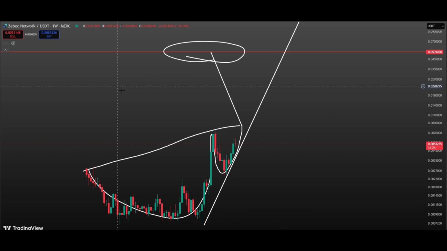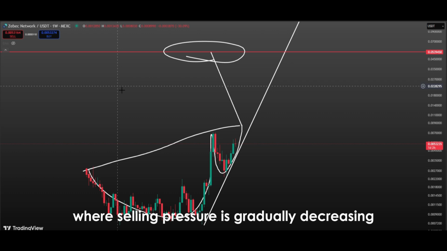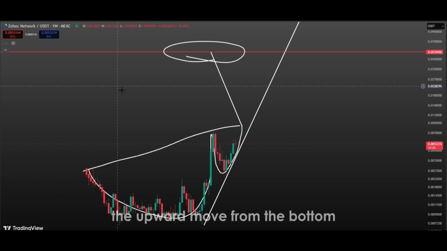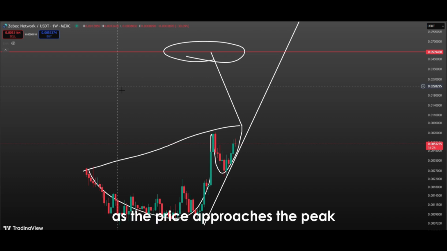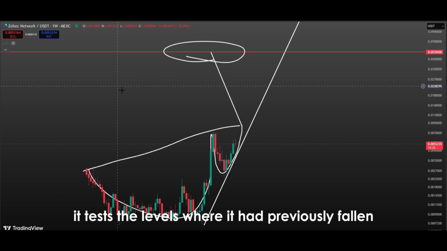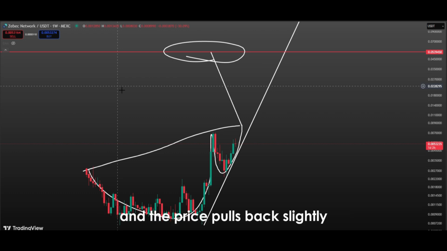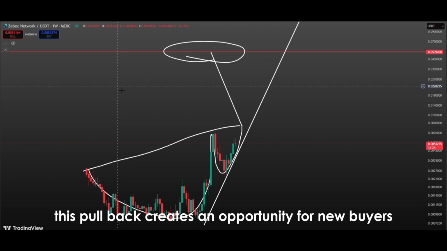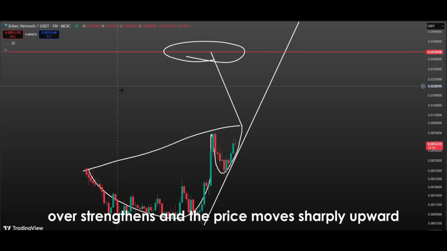Why does this pattern work so well? The answer lies in market psychology. The first half of the cup usually represents a process where selling pressure is gradually decreasing. The upward move from the bottom shows that buyers are starting to gain strength. As the price approaches the peak, it tests the levels where it had previously fallen. At this stage, some investors take profits and the price pulls back slightly, the handle part. However, this pullback creates an opportunity for new buyers. When the handle breaks, the perception that the decline is over strengthens and the price moves sharply upward.